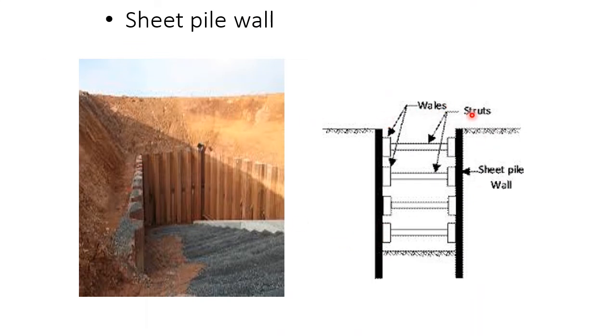Jadi adalah cross section lah macam mana actually the sheet piles look like ya. So there's a walls here. Walls, actually dia macam batang besi yang dia letak horizontal pada the sheet piles untuk you letak struts ataupun bracing dekat tengah ni.